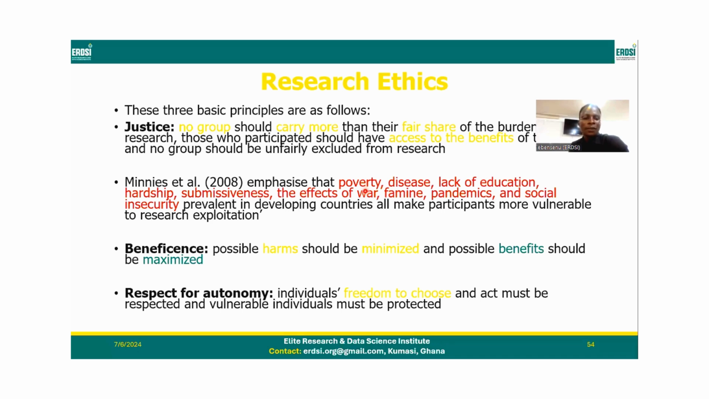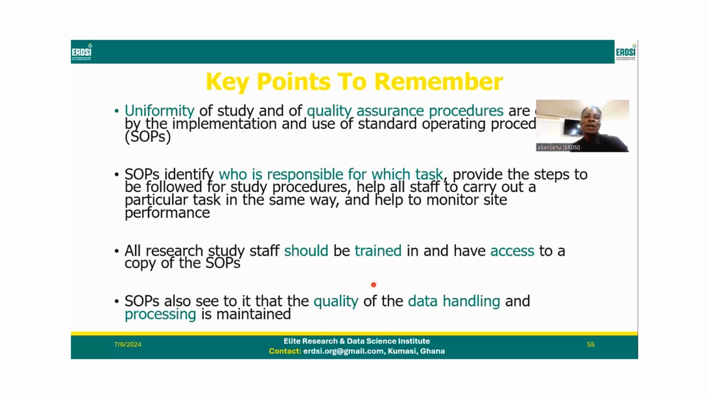Or you have to make sure that there are benefits. Benefits should be more than the harm. And again, participants should be free. You can't just go and force someone to participate in your study. They should be free to participate and also to drop out. These are the research ethics. So the key point to remember is uniformity of assurance.